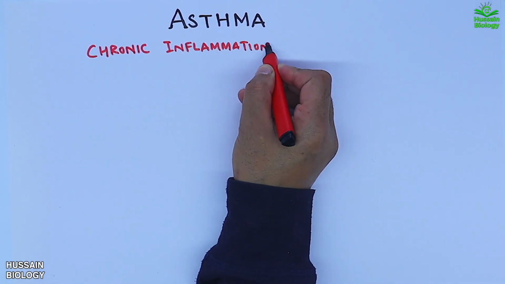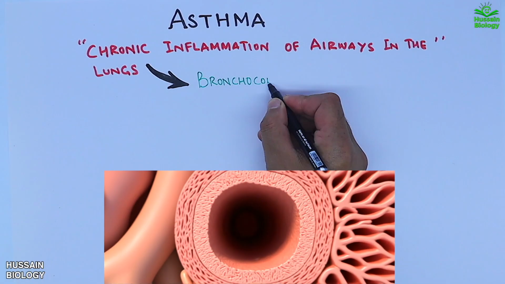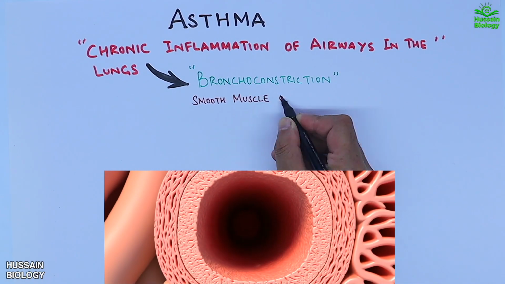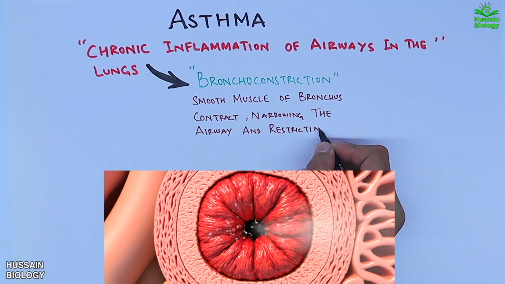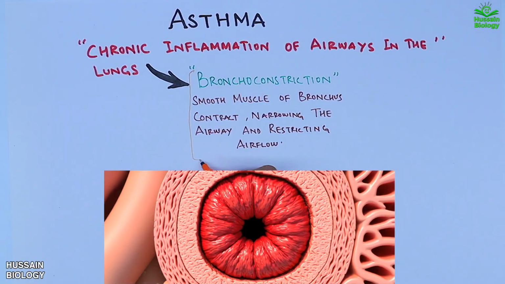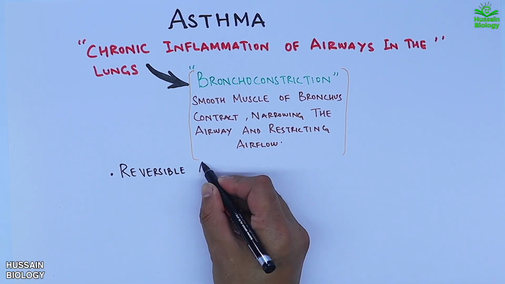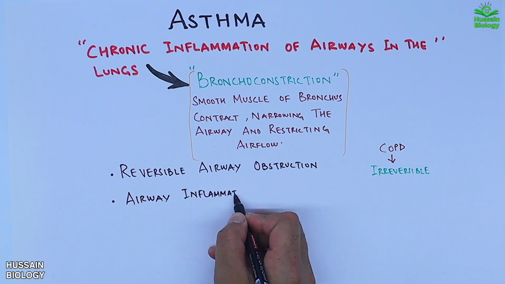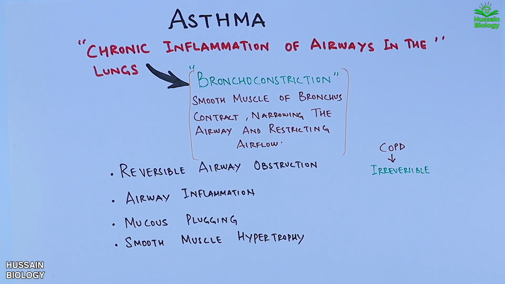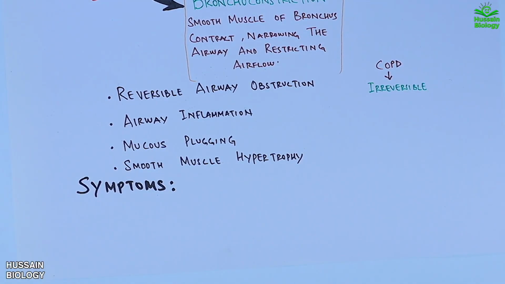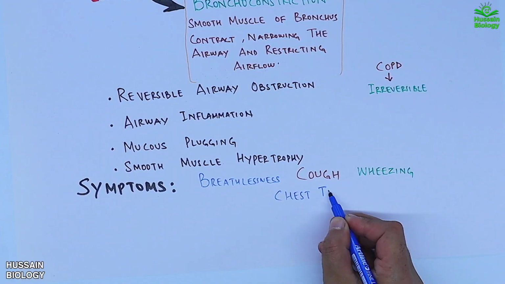It's a chronic inflammation of airways in the lungs, which leads to bronchoconstriction, where smooth muscles of bronchus contract, narrowing the airways and restricting the airflow. Moreover, in asthma, we see complications like reversible airway obstruction, airway inflammation, mucus plugging, and smooth muscle hypertrophy. The major symptoms of asthma include breathlessness, cough, wheezing, and chest tightness.